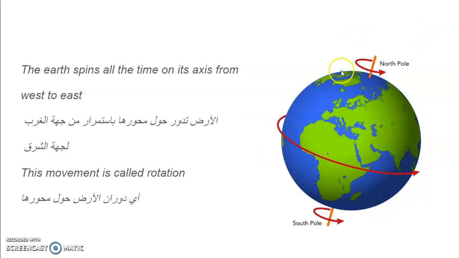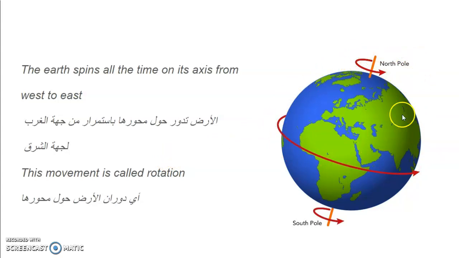Look at this globe. The Earth spins all the time on its axis from west to east. إن الأرض تدور حول محورها باستمرار. From west من جهة الغرب لجهة الشرق. This movement is called rotation. هذا الدوران اسمه rotation. دوران الأرض حول محورها.